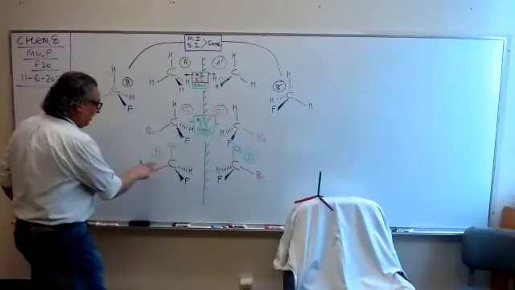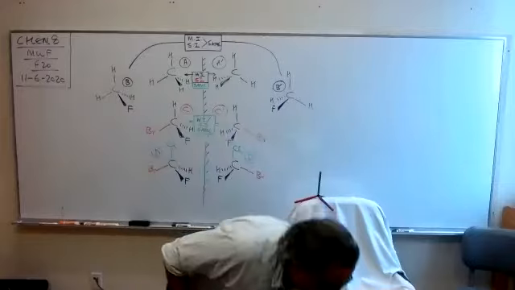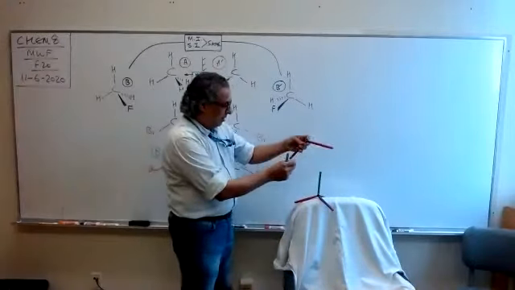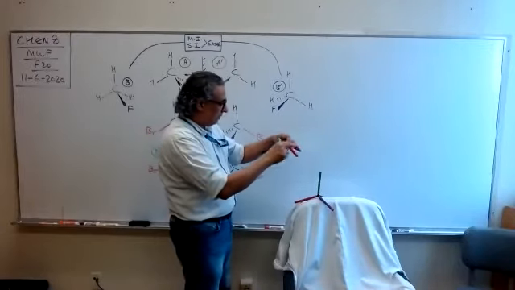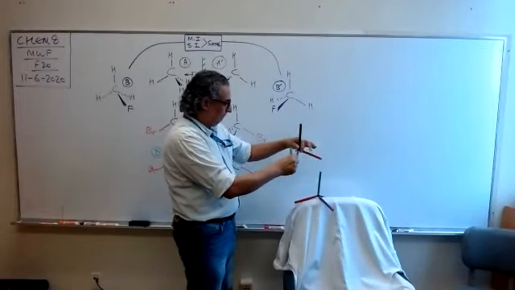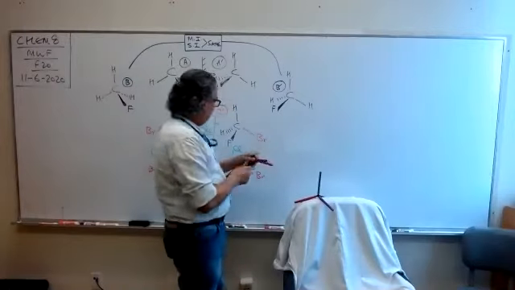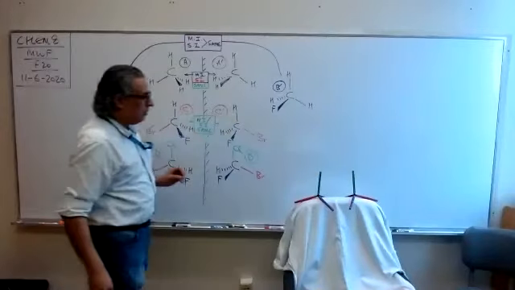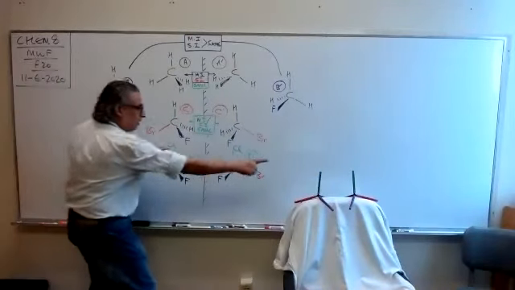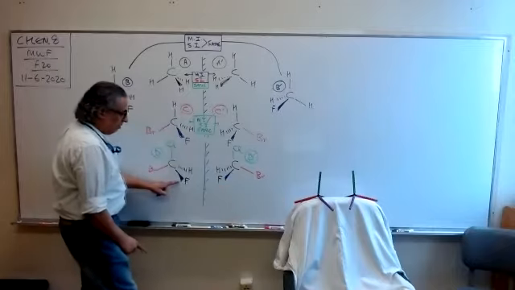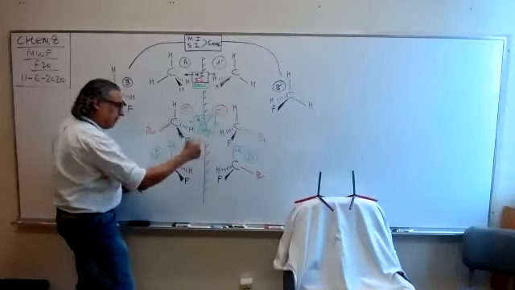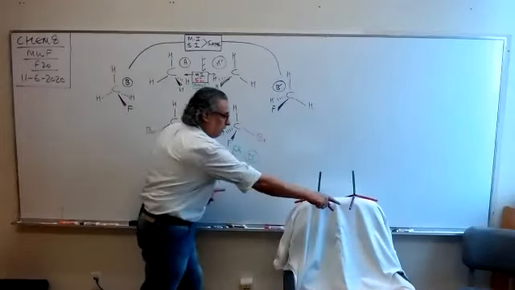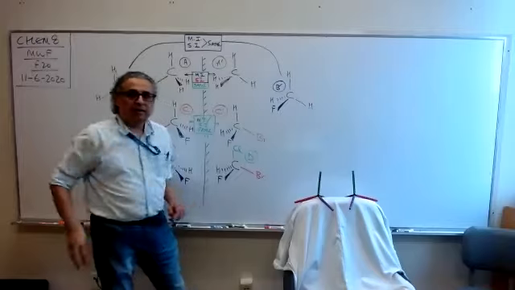Okay, does it look like D? Yeah, that looks like D. No, this is wrong. Looks good. Chlorine, bromine, fluorine, and hydrogen in the back. Hydrogen in the back, that guy, the mirror image: fluorine out, chlorine up, and bromine back.